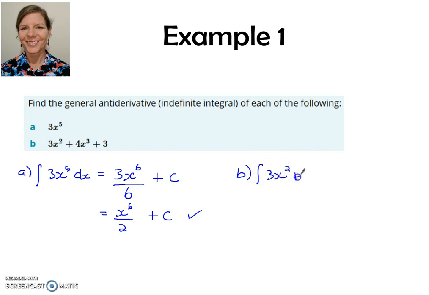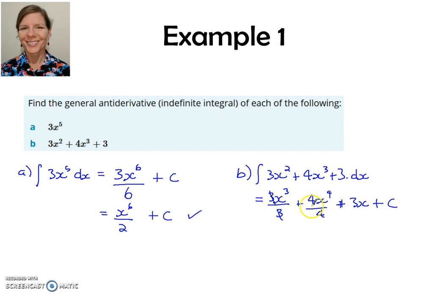3x squared plus 4x cubed plus 3 with respect to x, okay? Now, increase the power by 1. Alright, and I know that the derivative of x cubed is 3x squared, but basically what we're doing is that. So we had 3x to the power of 3 divided by 3. Then we've got 4x to the power of 4 divided by 4, and then we're just adding an x to this one, plus 3x plus c.